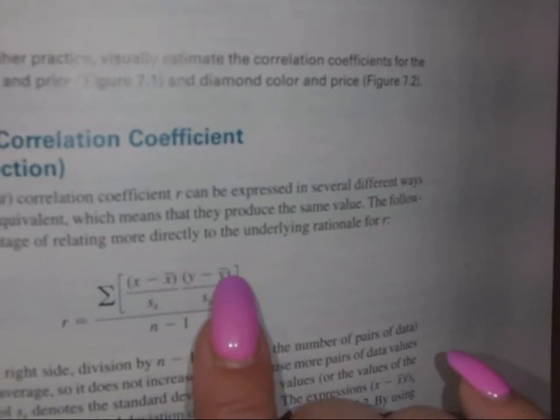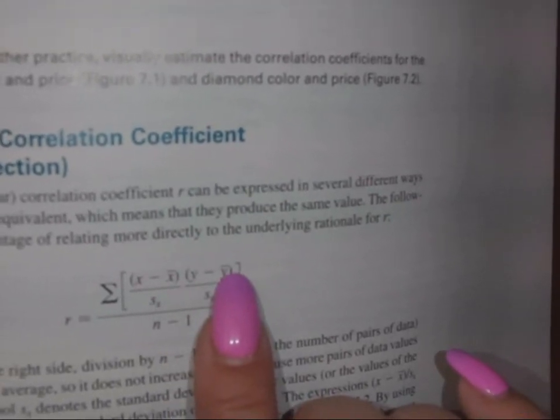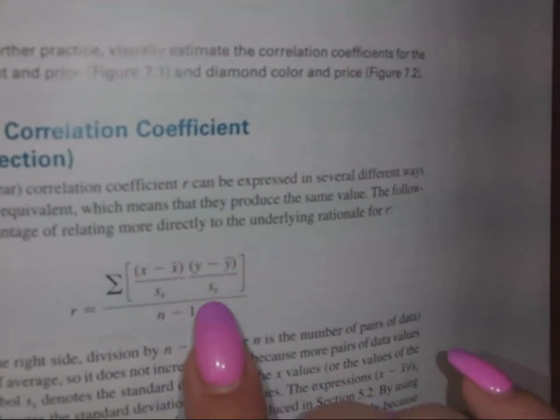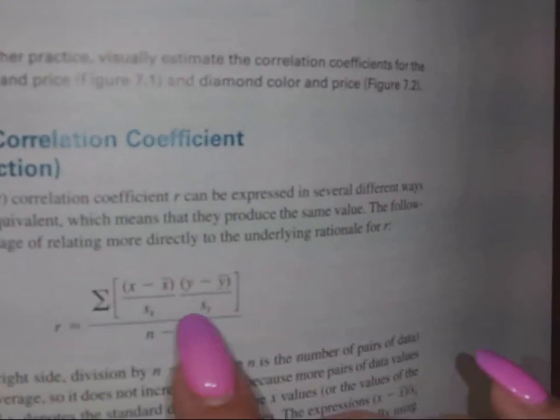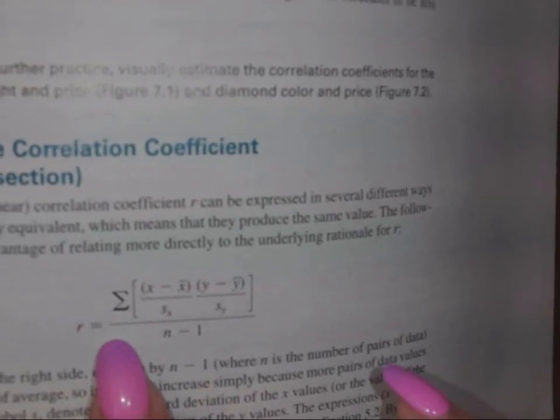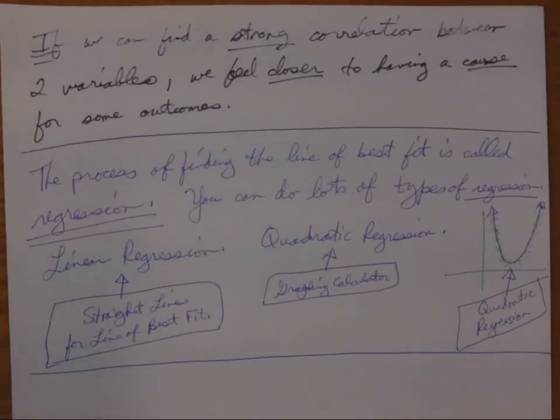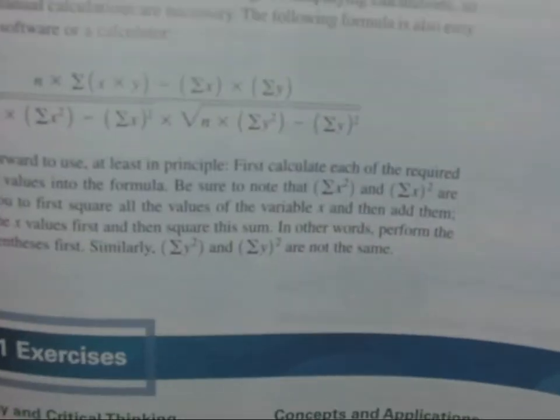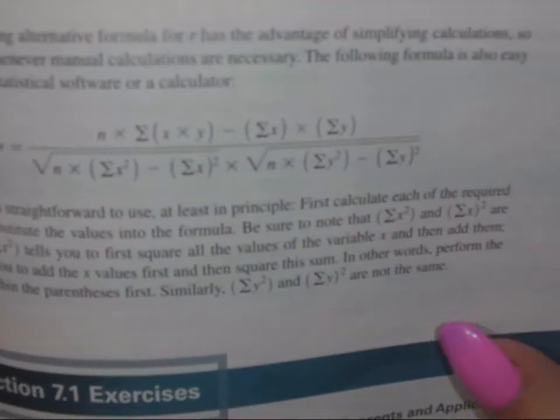So the y value minus the mean of the y, divided by the standard deviation. You would sum all that up and then divide by n minus 1. That gives you your r value. That's one of the easier things you could do here. Let me show you this one. This one's just really nasty.